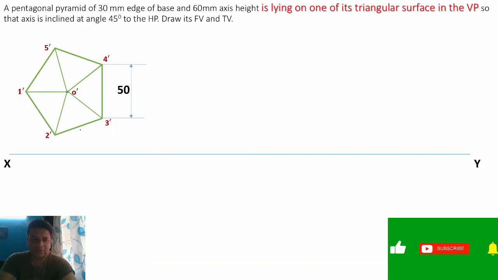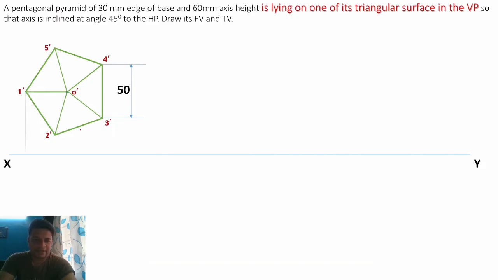I'll project all the points in the downward direction. Start with 1 dash, then 2 dash and 5 dash, which lie on the same line, then the O dash point, and then 3 dash and 4 dash. Project them on the XY line. Now the axis height is given as 60 mm, so it is marked on the O dash line. Mark the 60 mm distance from the XY line. Don't keep any gap here. This is 60 mm. Now we'll connect all the points and label them.